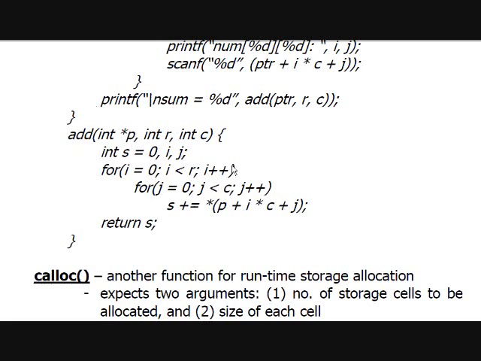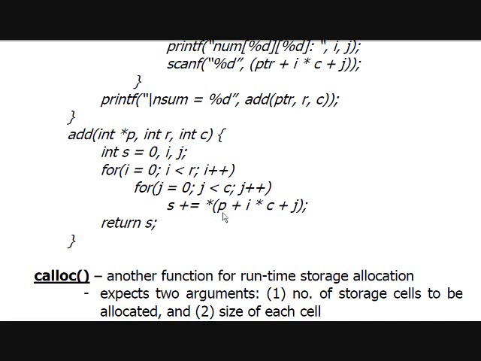Okay, then since it's a two-dimensional array, we need a nested for loop. So again, the outer loop is for the row counter and the inner loop is for the column counter. Then to access the actual elements, we follow the same syntax such as here, but we attach the dereferencing operator.